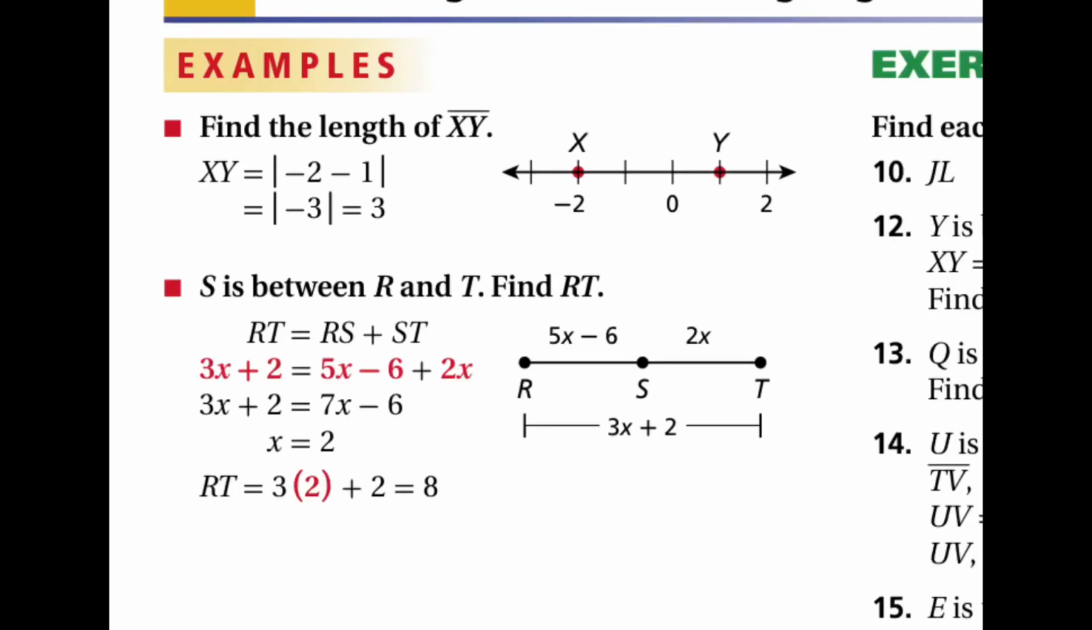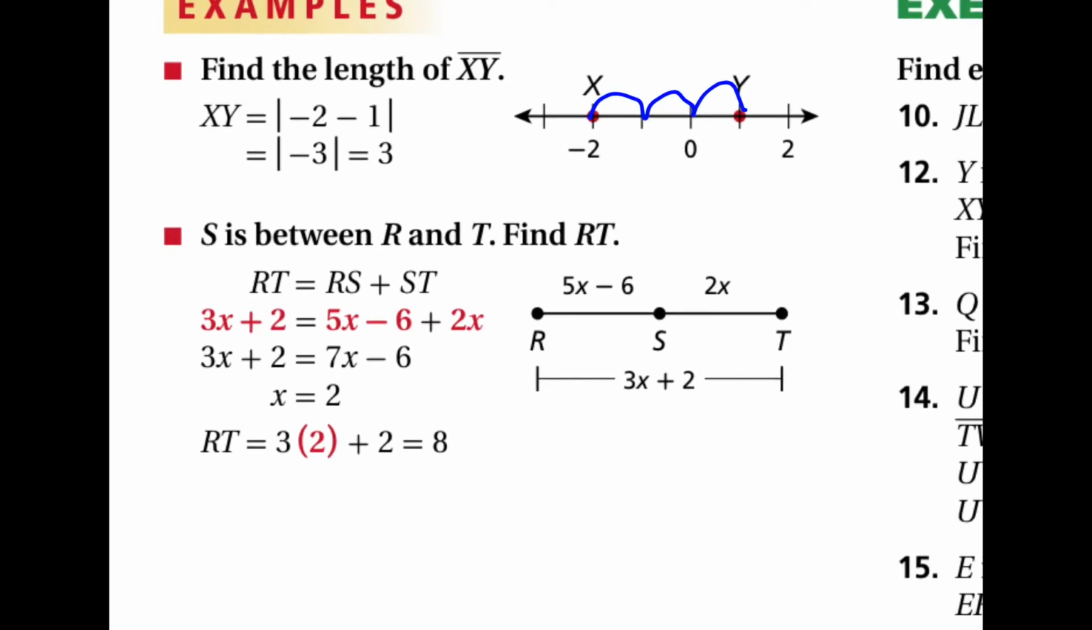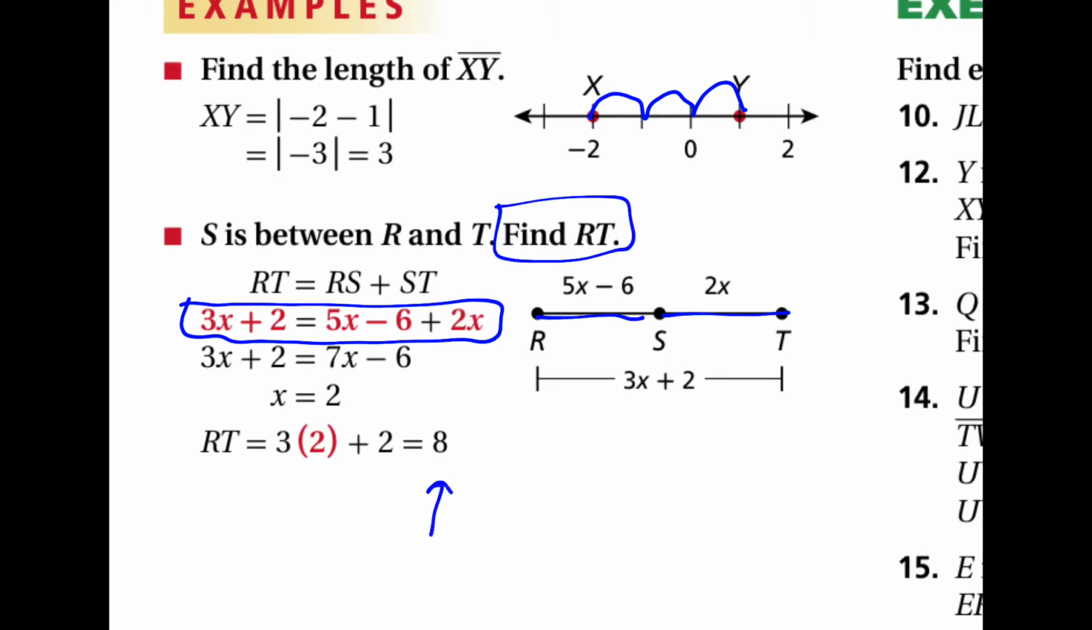So here's plane P with a point B on it, and line CD passing through it. If we want to find the length of XY, we can take the absolute value of the difference, or we can just count over 1, 2, 3. If S is between R and T, by the segment addition postulate, we can add these two together to equal the whole. So we can set up this algebraic expression, and we solve for X. Once we do that, we need to plug it back in to find RT. Turns out that answer is 8.